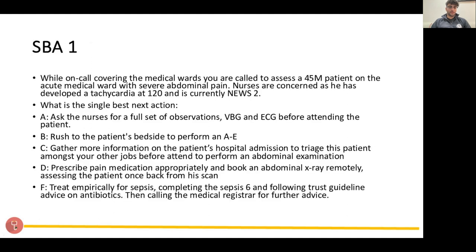All right, so let's get started then. We'll start with an SBA. While on call covering the medical wards, you're called to assess a 45-year-old male patient on the acute medical ward with severe abdominal pain. Nurses are concerned as he has developed a tachycardia at 120 and is currently using a 2. What is the single best next action? And I'll give you 30 seconds for that.